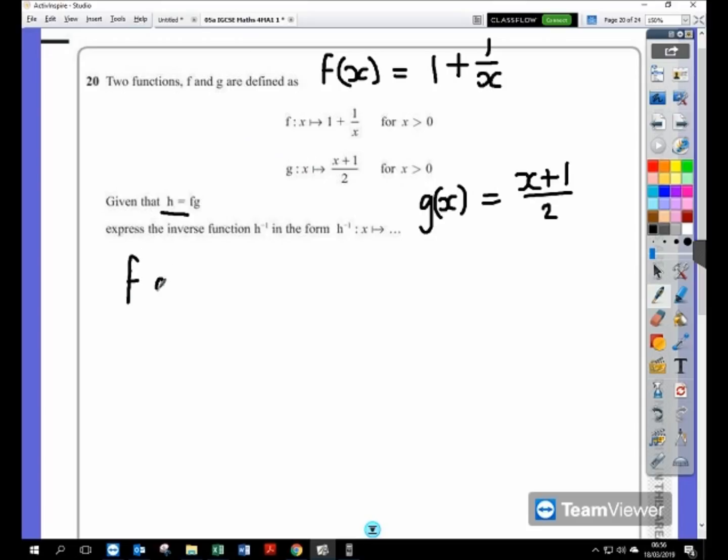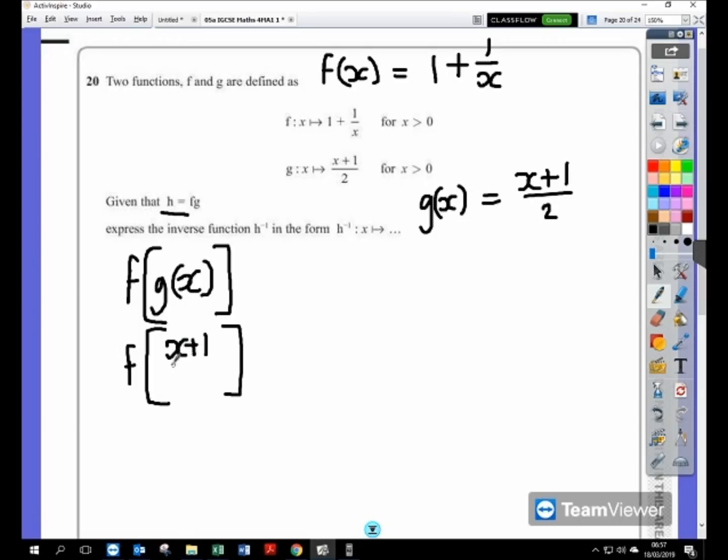The way to work out composite functions is to write it as fg of x, with square brackets around the second function, and then substitute g of x into these square brackets, so x plus 1 over 2. The next thing to do is to replace the x in f of x with your new x, which is x plus 1 over 2, like this. So at the top of the page we have 1 plus 1 over x, so it's 1 plus 1 over, and then it's x plus 1 over 2.